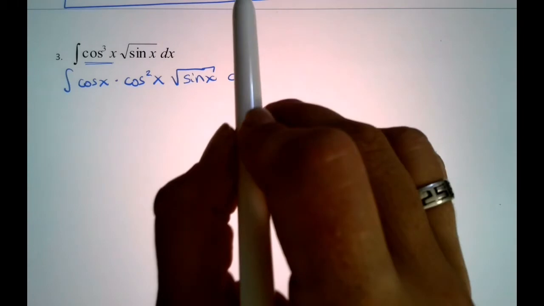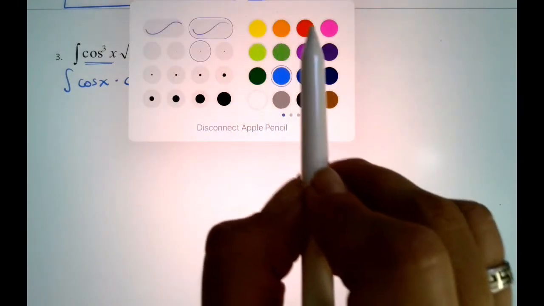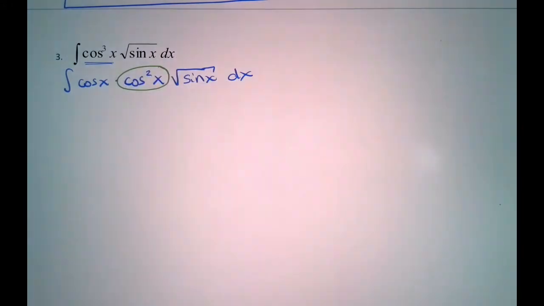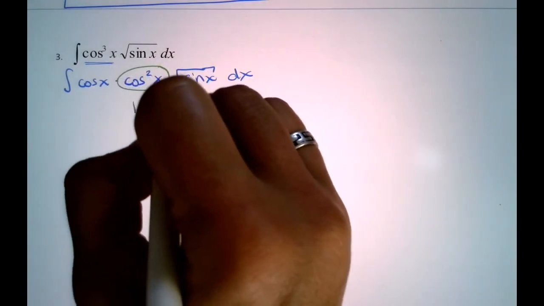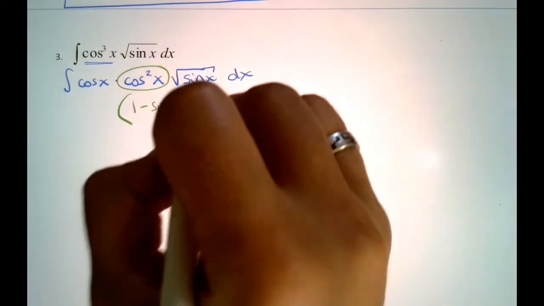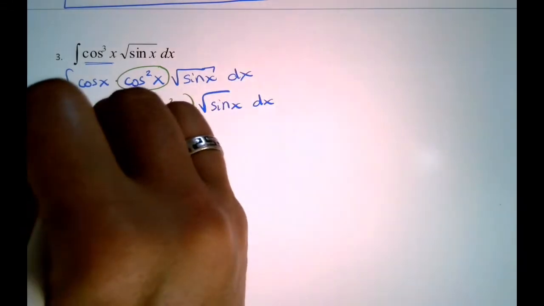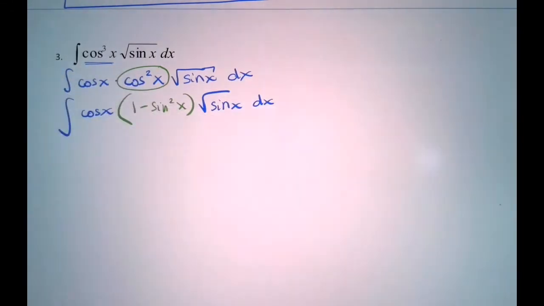So that means I'm going to look at this cosine squared here, and I'm going to legally swap that out with a trig identity. Again, the Pythagorean identity. Cosine squared is the same thing as 1 minus sine squared. So I'm just making that swap. It's legal. I'm going to keep everything else there, right? They told me to save that one cosine, so I'm doing that.